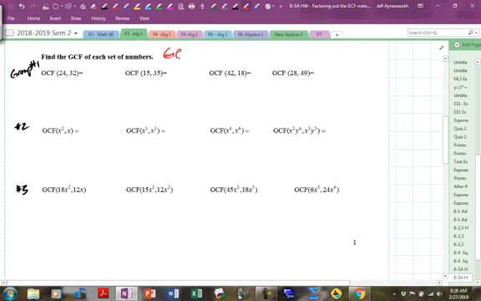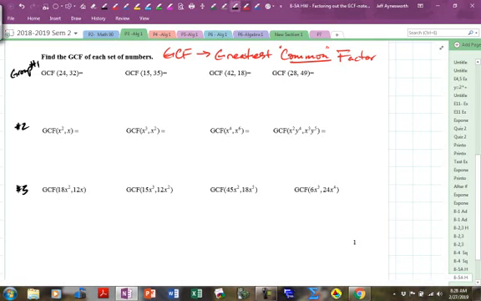GCF, as you recall from middle school, is called the greatest, which is another name for biggest. Common, that's the key word, so let's underline it. Factor. So what is the greatest factor that 2 or 3 numbers have in common? It doesn't have to be just 2 numbers, it could be 3 or 4. It doesn't matter how many. It's a common factor, and you want to find the greatest one, because that's important.